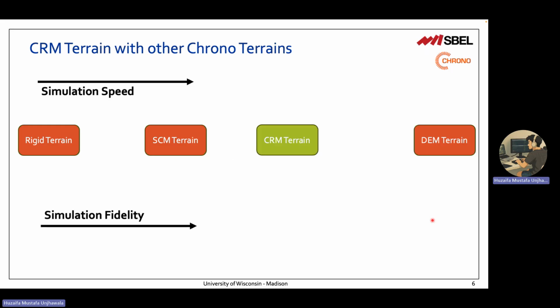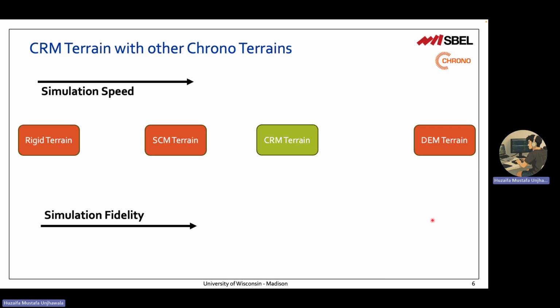Simulation fidelity. So this is the nice thing about CRM terrain. Although it's nearly as fast as SCM terrain, you get more fidelity. Coming back to the same thing that I said, you can define material properties, and I'll show you some examples where CRM terrain has been validated externally to produce more realistic simulations when compared to SCM terrain.